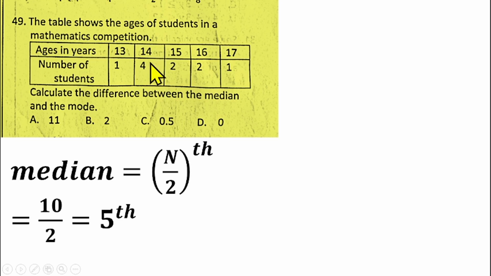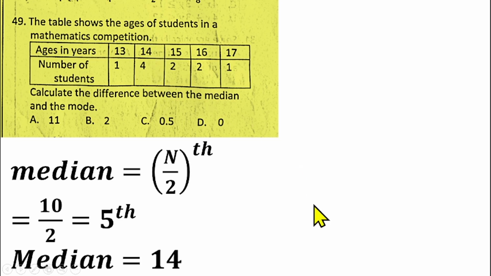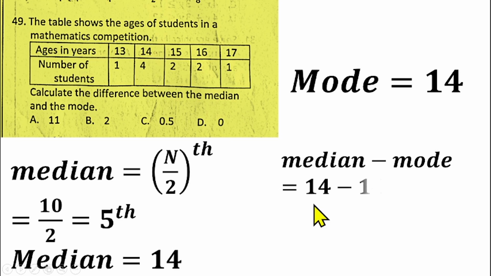So the median is 14, the mode is 14 as well. So the difference between them will be 0. 14 minus 14 is 0. So which is option D.